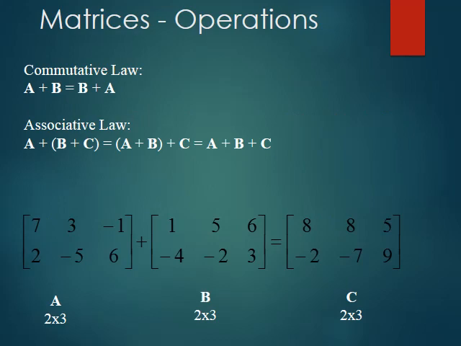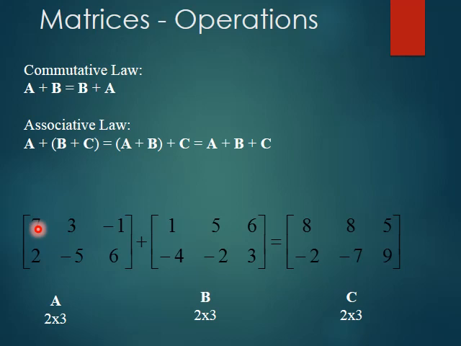For example, if we have to add the two matrices A = [7 3 -1; 2 -5 6] and B = [1 5 6; -4 -2 3], we have to add these two matrices A and B. The first matrix has order 2 cross 3 and the second matrix also has order 2 cross 3. So when we add these two matrices, we will always get a matrix of order 2 cross 3.